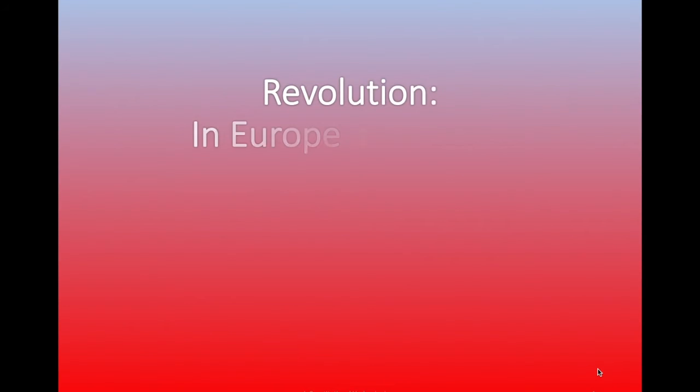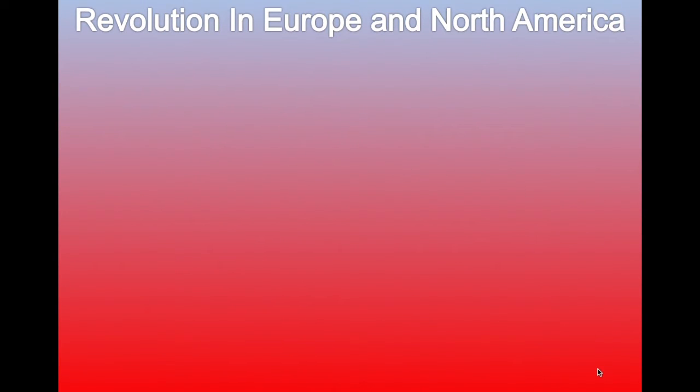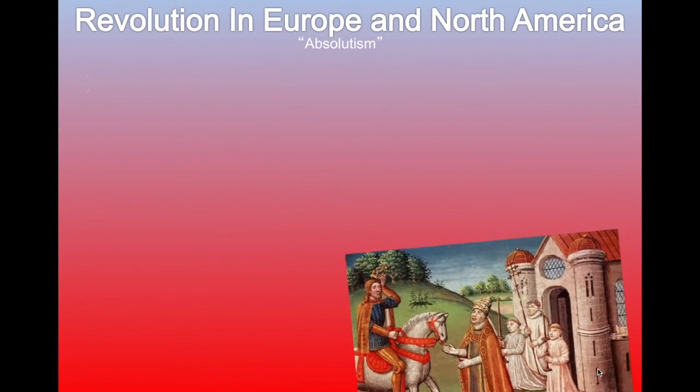Welcome students to the notes Revolution in Europe and North America. We will look at some absolute monarchs that will lead to this revolution that will take place in Europe, specifically in England, and then spill over into North America with the American Revolution. Let's begin. Revolution in Europe and North America.